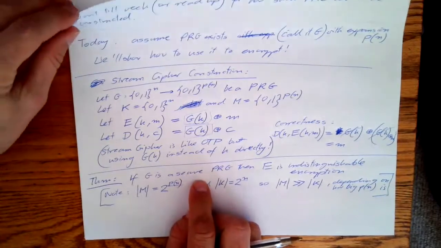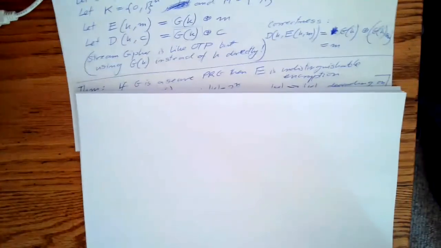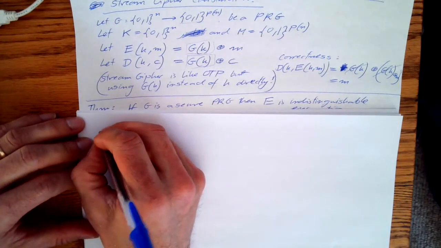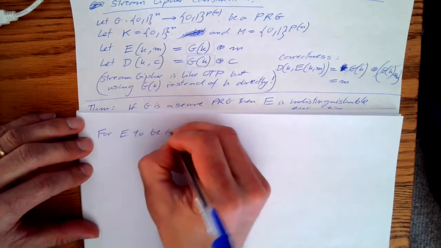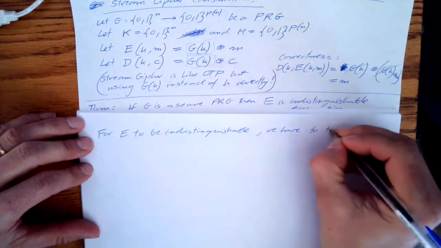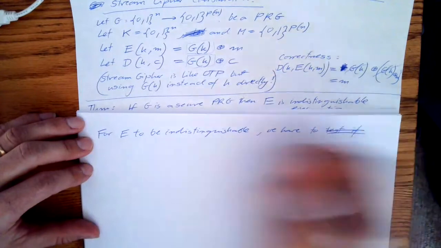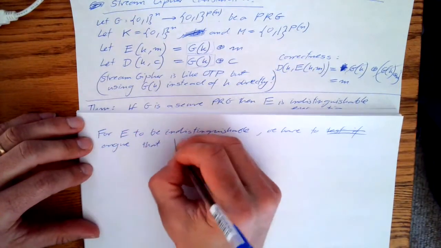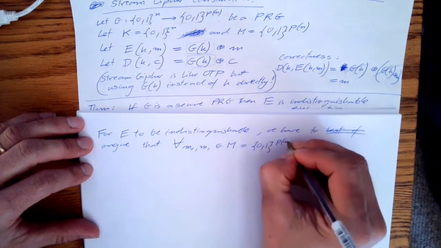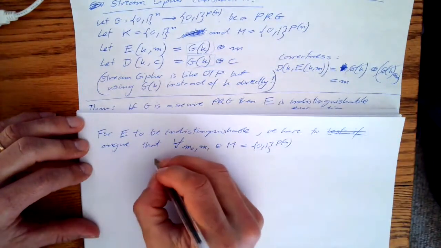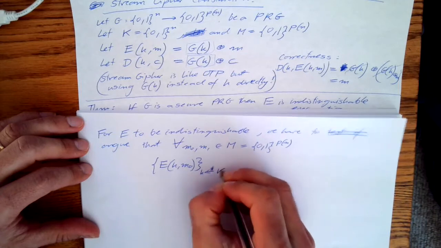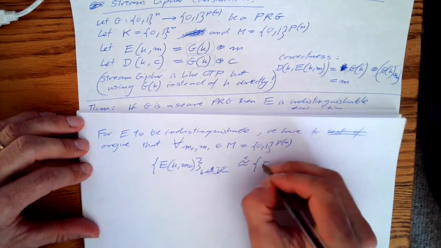Okay, so how do we argue this proposition? Here is the construction. For E to be indistinguishable, we have to argue that for all messages M0 and M1 in the message space, which in this case is p of n bit strings, the distribution of encryptions of M0 is indistinguishable from the distribution of encryptions of M1.